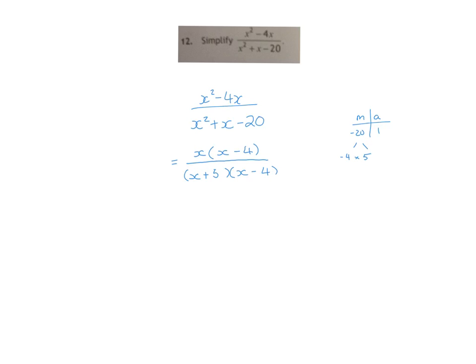So we've got x bracket x minus 4 on the top, and then we've got x plus 5, x minus 4 on the bottom. So you get 1 mark here for having the top correct, and 1 mark for having the bottom correct. Because we've got x minus 4 both on the top and the bottom, they can cancel out, they go away, and we're just left with x over x plus 5, and that's our final mark for this question.